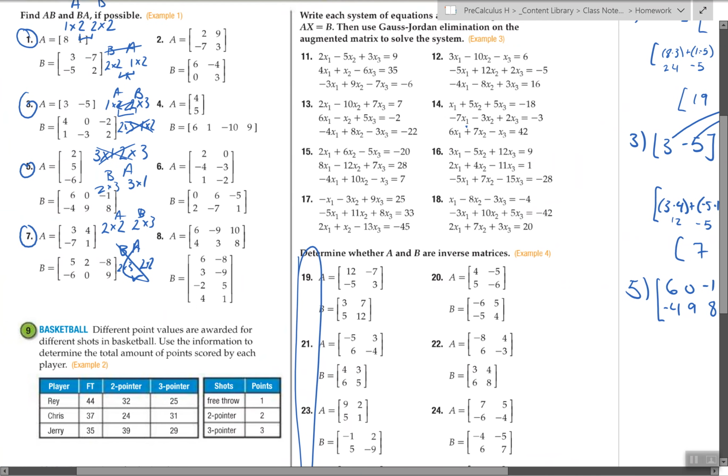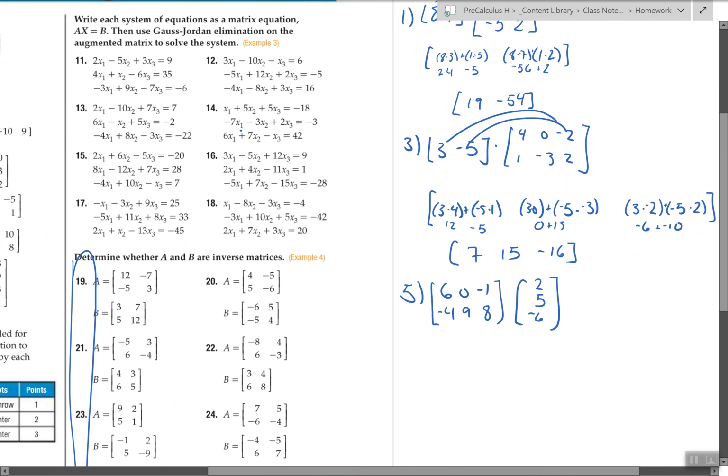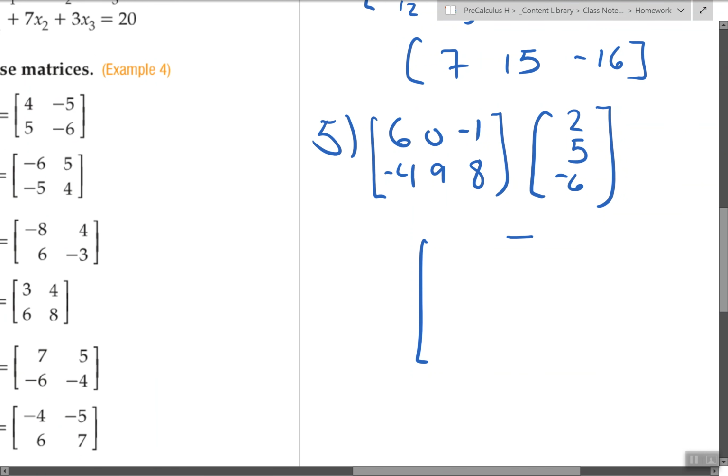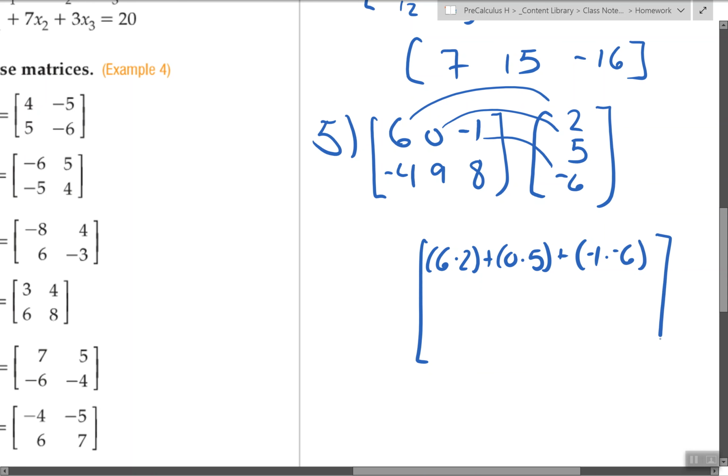Okay, so looking at the dimensions, this should be a 2 by 1 for our answer. So a single column 2 by 1 matrix. All right, so we're going to take the first row to the first column. So 6 goes to 2, 0 goes to 5, negative 1 goes to negative 6. So I'm going to give a little more space there. We have 6 times 2 plus 0 times 5 plus negative 1 times negative 6.